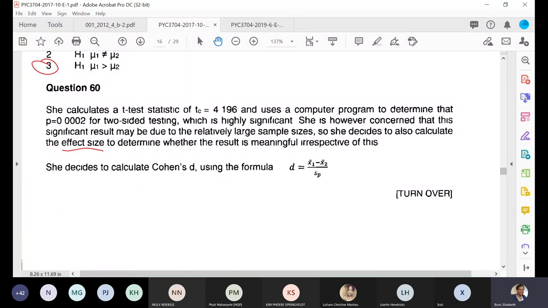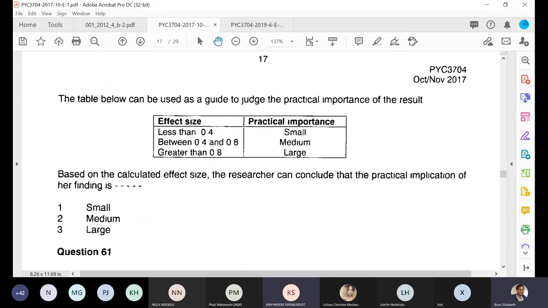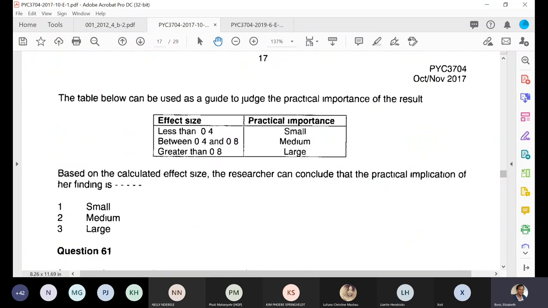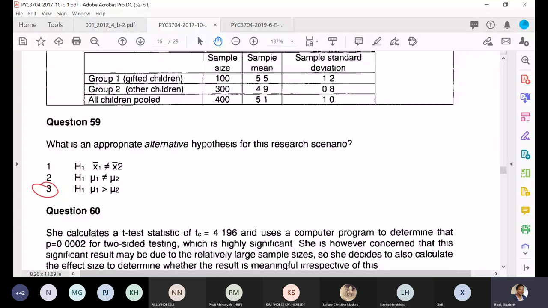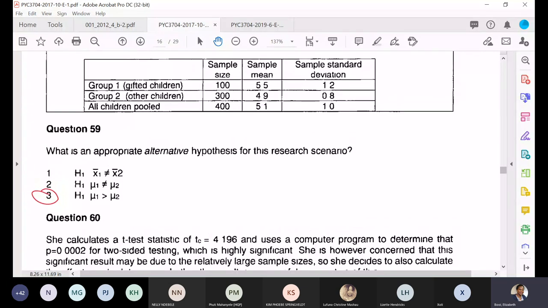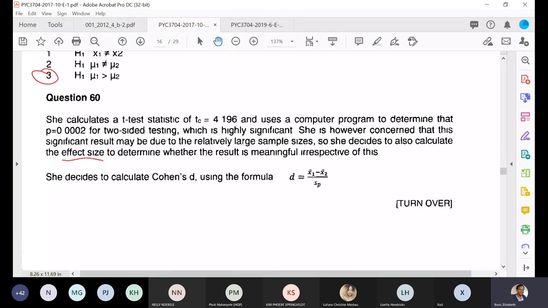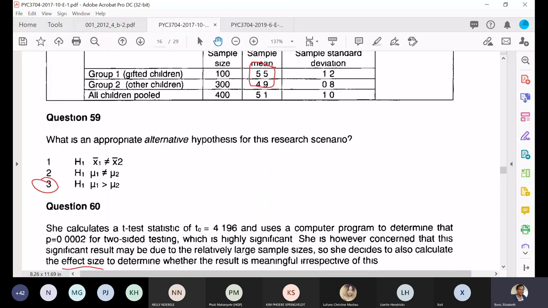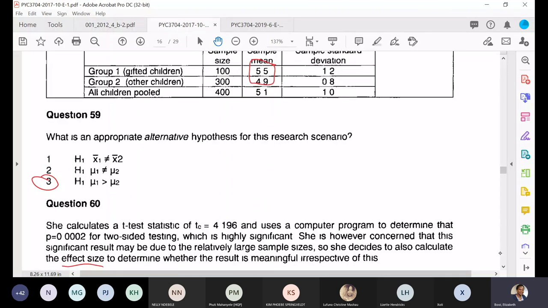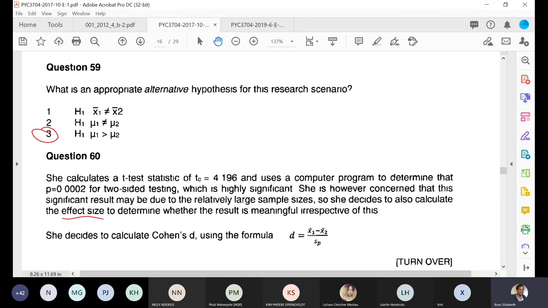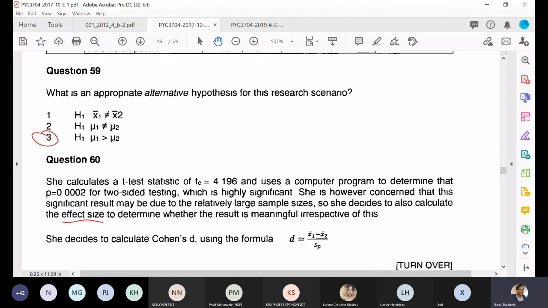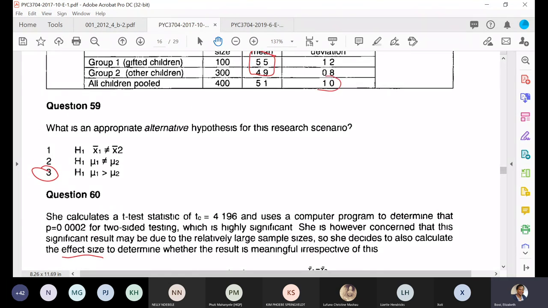So if we go back, because I think that's what we need to be calculating, and then once we have calculated it, we need to determine whether that is correct. So going back, we need to take the mean of X1 minus the mean of X2. That's what we have. So you must take 5.5 minus 4.9. And we need to take this pooled standard deviation, which is 1.